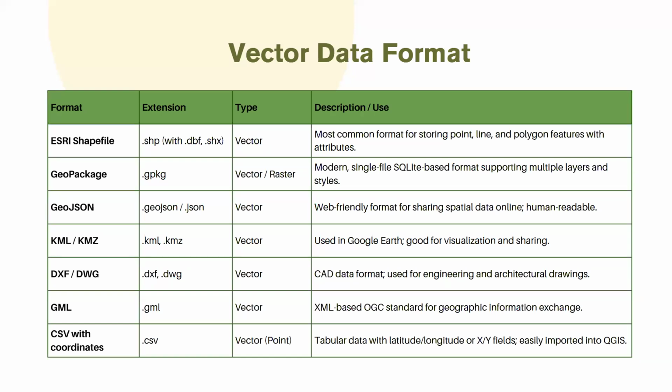Then DXF, we don't often use this because it is a CAD format, but I have just taken this for reference. GML is a geography markup language. KML is a keyhole markup language. Then CSV, we need this for points. We will join this in QGIS. So there we need this.